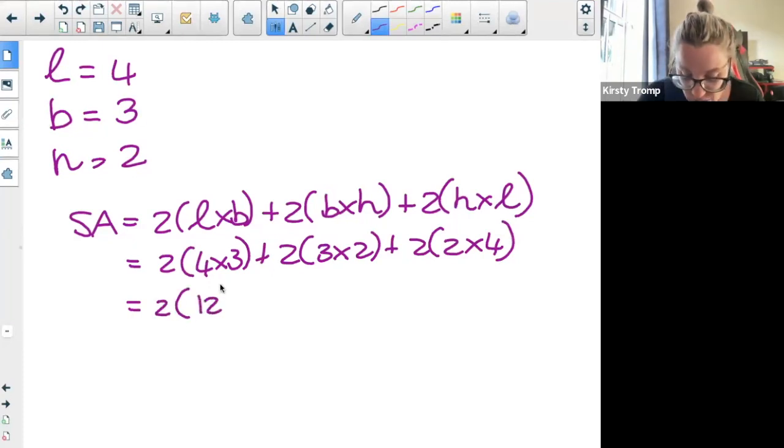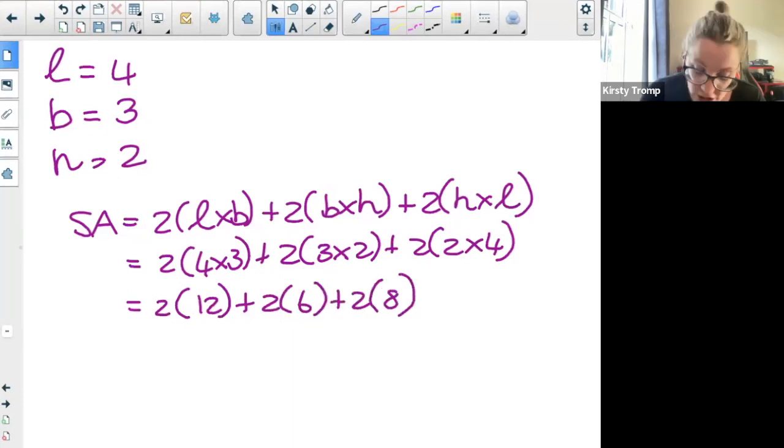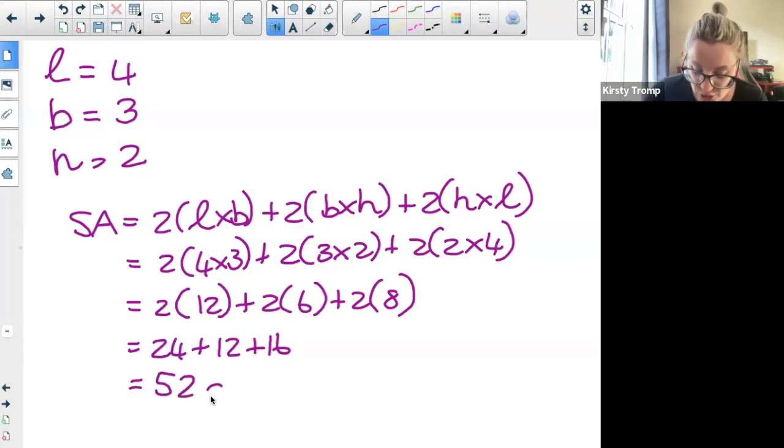4 times 3 gives me 12, plus 2 times 3 times 2 gives me 6, plus 2 times 2 times 4 gives me 8. So I have 24 plus 12 plus 16. I hope you guys are doing the calculations with me. When we add that up, I get 52 centimeters squared. Somebody check me. Do you get the same thing?